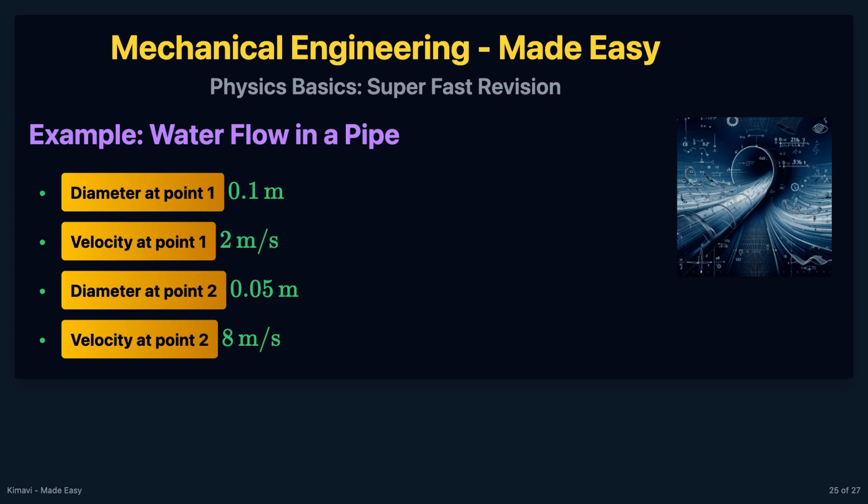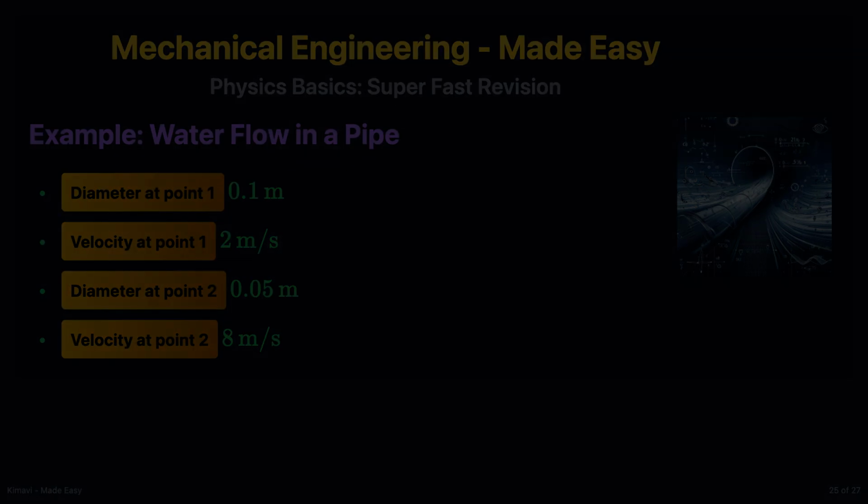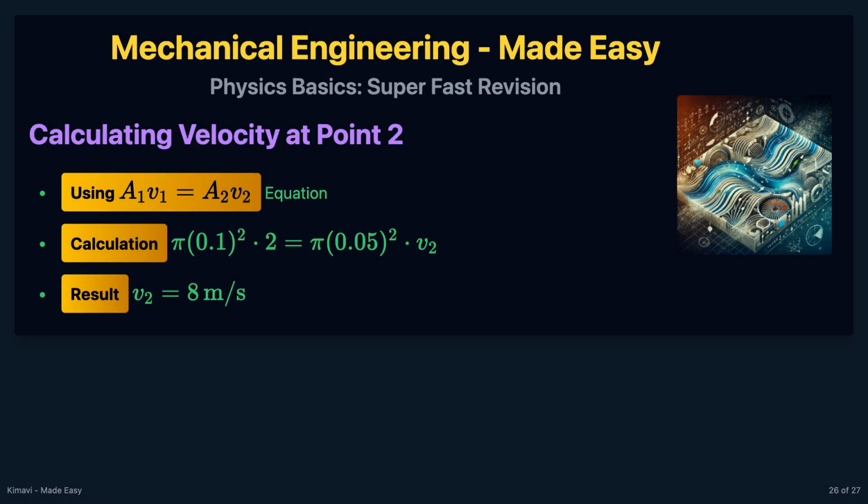If the diameter at point 1 is 0.1 meters and the velocity is 2 meters per second, and the diameter at point 2 is 0.05 meters, we can find the velocity at point 2 using the continuity equation. Using the continuity equation, A1V1 equals A2V2, we get pi times 0.1 squared times 2 equals pi times 0.05 squared times V2, which simplifies to V2 equals 8 meters per second.